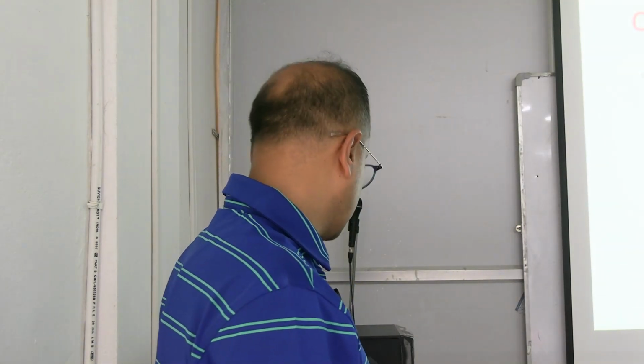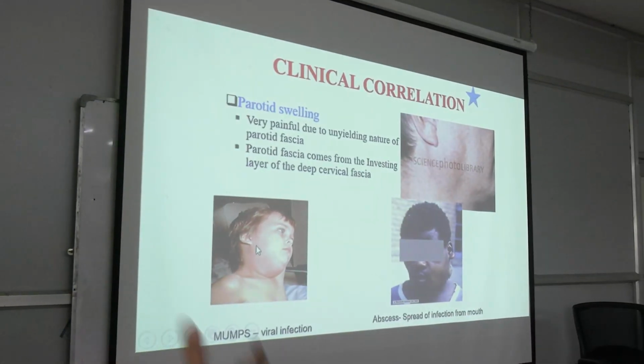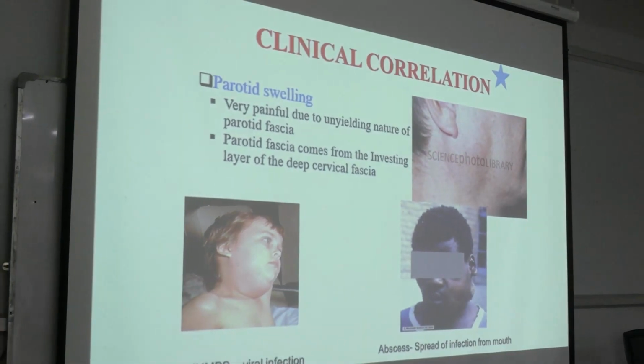We call them Bell's palsy. Now, coming to the clinical correlation which you have to understand, this facial nerve is covered by a fascia. We call it the parotidomasseteric fascia, which is a deep type of fascia. So if at any time this parotid gland has an infection, it swells and enlarges.